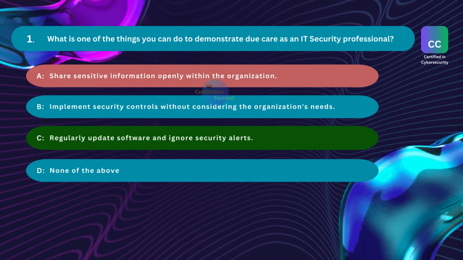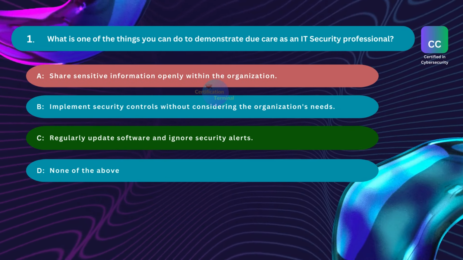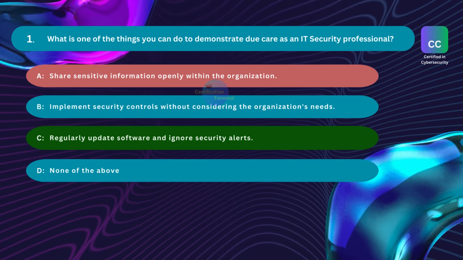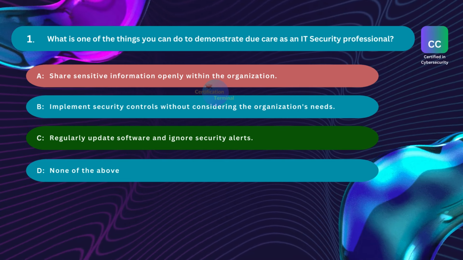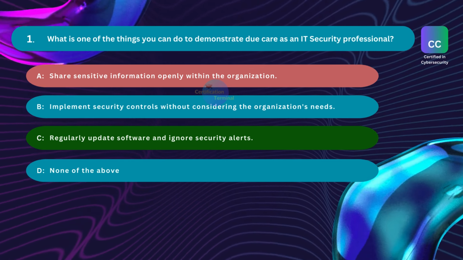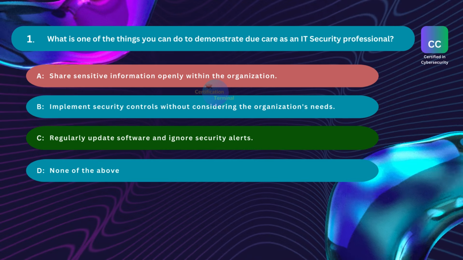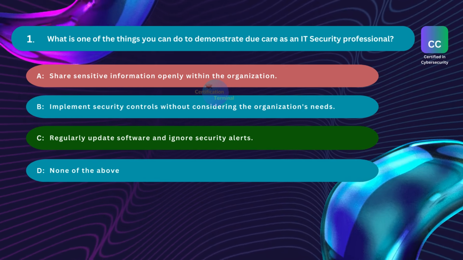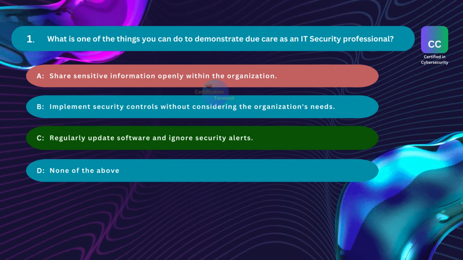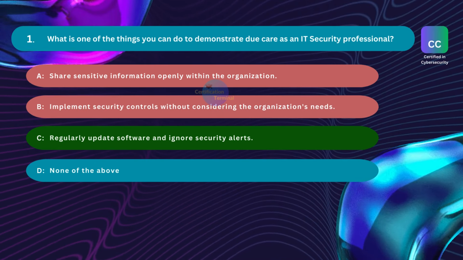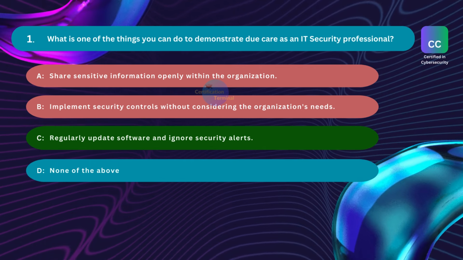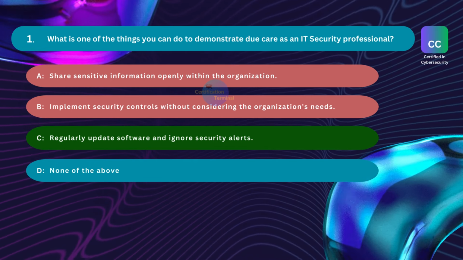Option A, share sensitive information openly within the organization, is incorrect. Sharing sensitive information openly within the organization goes against the principles of information security. Due care involves protecting sensitive information and ensuring that it is only shared with authorized individuals, based on a need-to-know basis. Option B, implement security controls without considering the organization's needs, is incorrect.